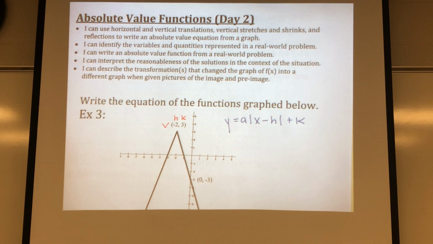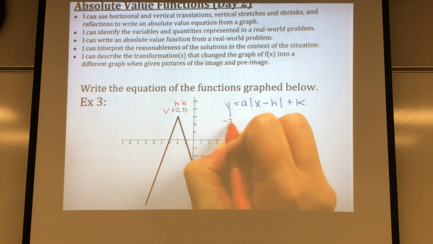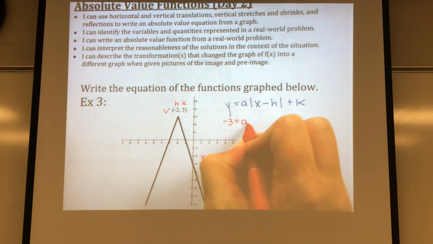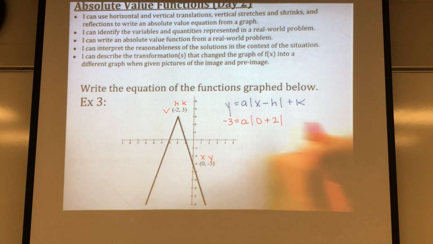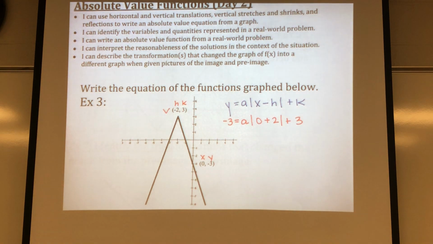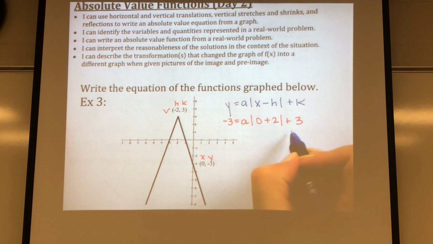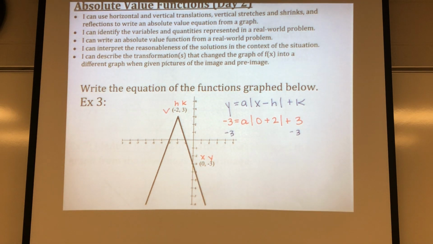And then we have another point. This other point we're going to substitute in for x and y. So we'll put the -3 in for y. We're going to solve for our a value. Put a 0 in for x, a -2 in for h, so that becomes a +2, and then the 3 in for k. Please subtract the k first.